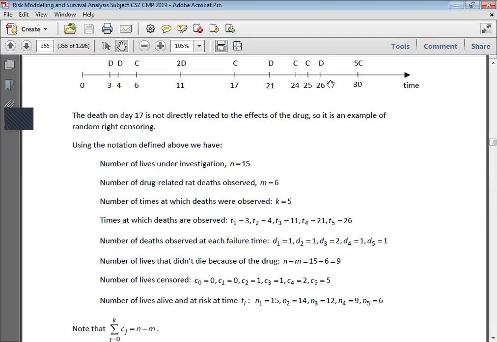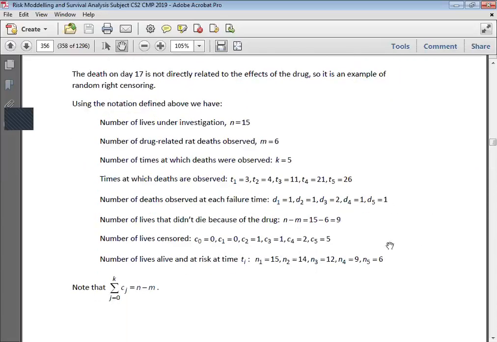The very first thing that you have to remember is this is the number of lives which are at risk at these particular times. So when I'm talking about N1, I'm talking about the first interval, second interval, third interval, fourth interval, fifth, and so on. So this is basically the general information that you will have to figure out.